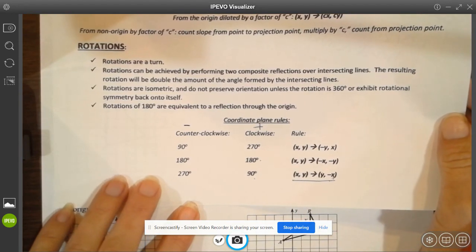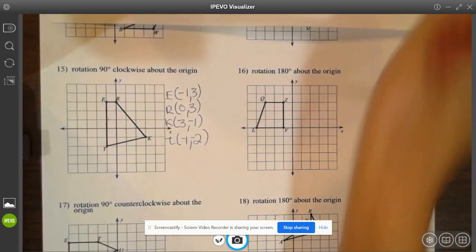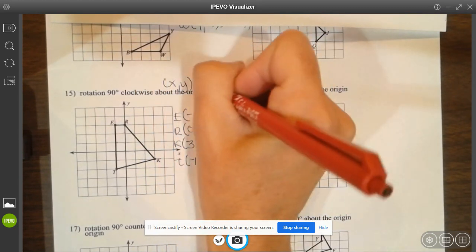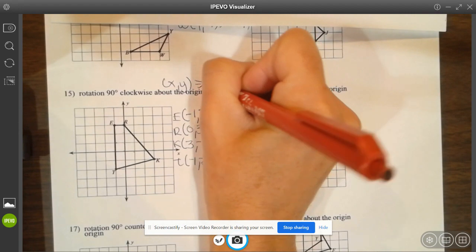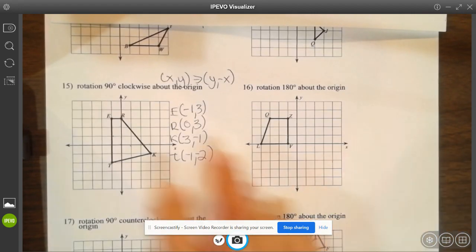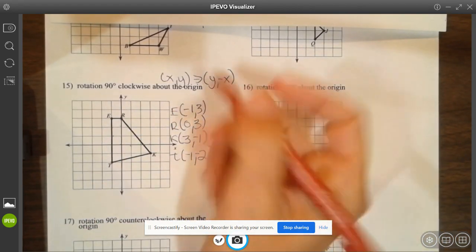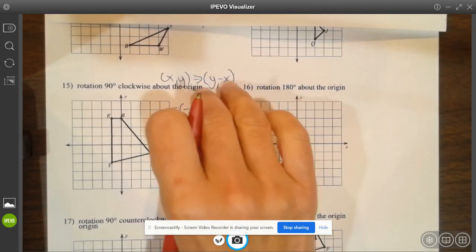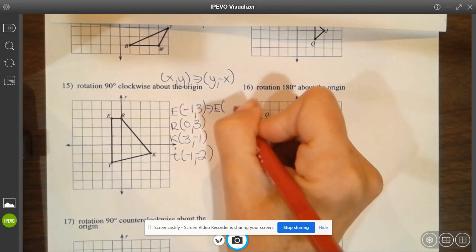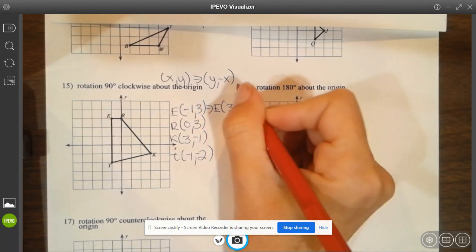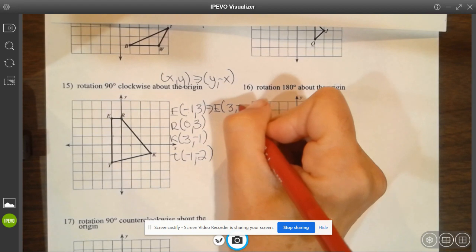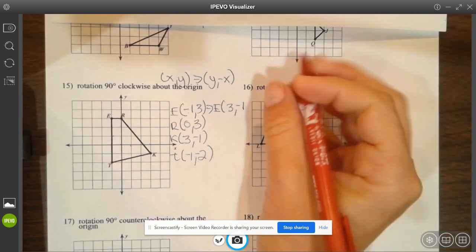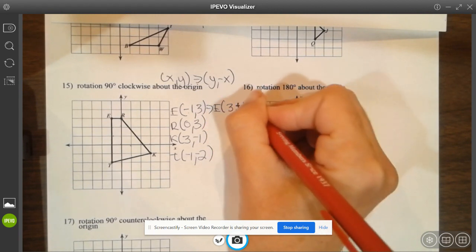All right, so let's do that. Y and then negative X. I'm going to write it here. That's X, Y goes to Y, comma, negative X. So they're flipped, and then it becomes negative. So let's do that. So E, let's flip them first. So that's 3 and then -1, right? But then this one changes the sign. So really it's going to be a positive.